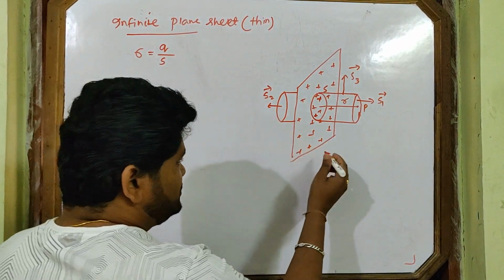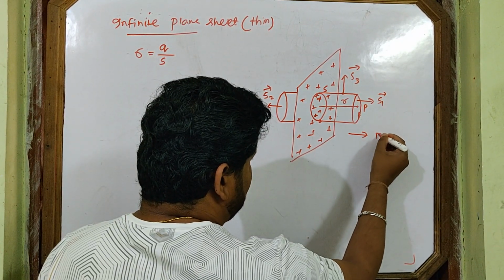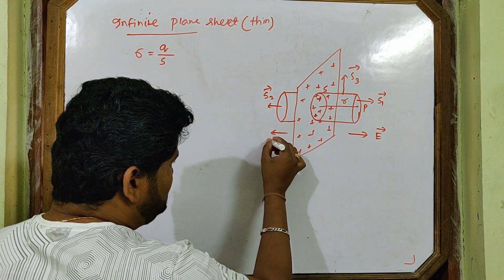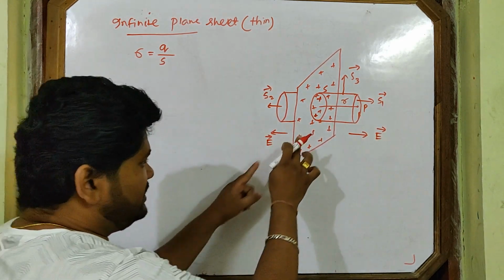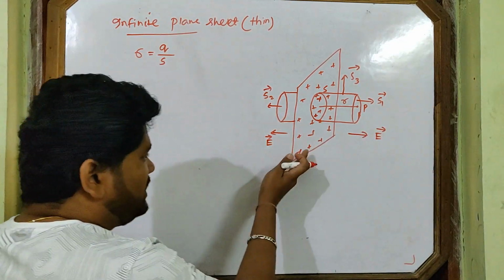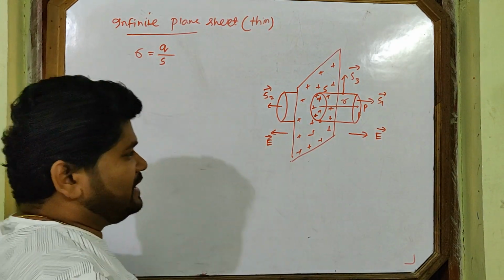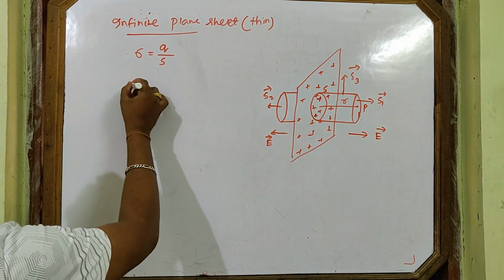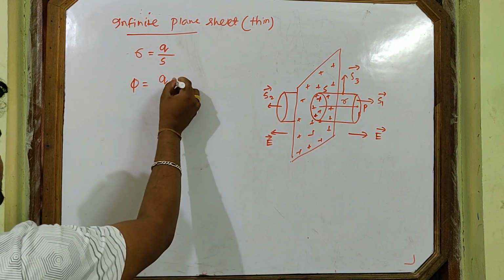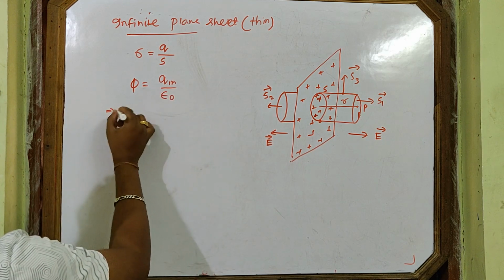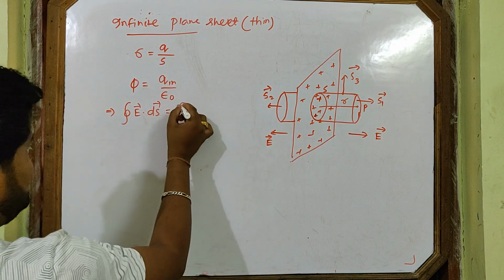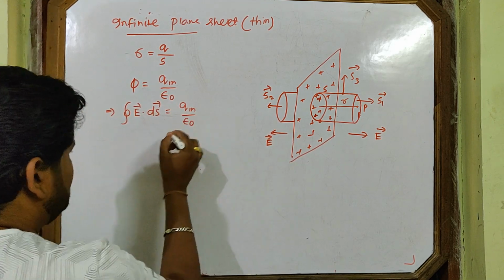And as this is positive charge, electric field here will be in this direction, and electric field here will be in this direction. This side electric field is i cap, and back side electric field is minus i cap. Okay. Now we will go to using Gauss law. Phi equal to Q in by epsilon naught. Phi is E dot ds, Q in by epsilon naught.